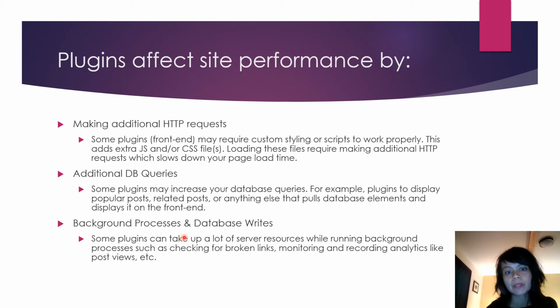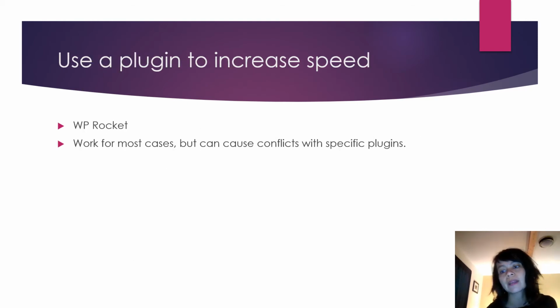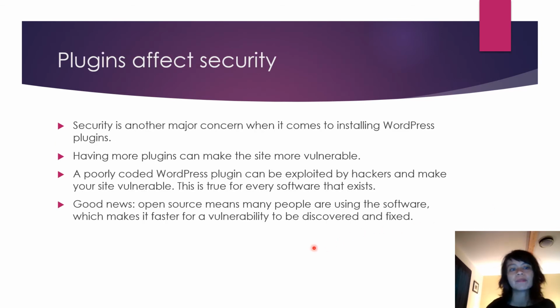Next, there are background processes and database writes. Some plugins can take up a lot of server resources while running background processes like checking for broken links, monitoring, and recording analytics like post views and so on. That can slow your site down as well. So ironically, the solution might be to use a plugin to increase speed, for example WP Rocket. This works for most cases, but can also cause conflicts with specific plugins, so you have to be careful.